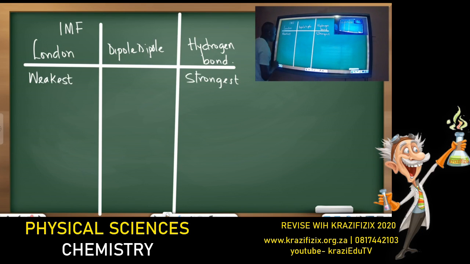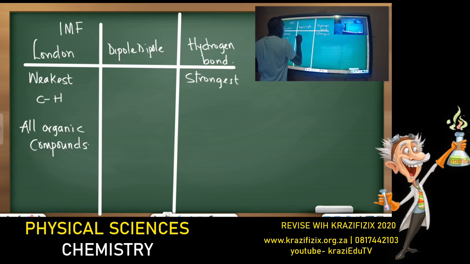Where do we find London? We find London between carbon and hydrogen. So if you look at carbon and hydrogen, you actually find it in all organic compounds. All right, so all organic compounds will then have that. What about dipole-dipole? We're going to find dipole-dipole between carbon and a halogen. All right, that's very, very important. Between carbon and a halogen, carbon and an oxygen, and it could be that or the double bond. This for alcohol and that for your aldehydes and ketones.